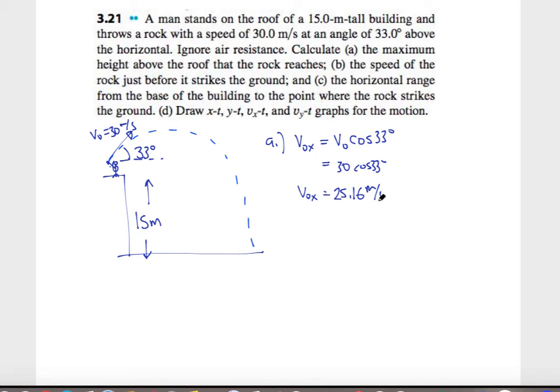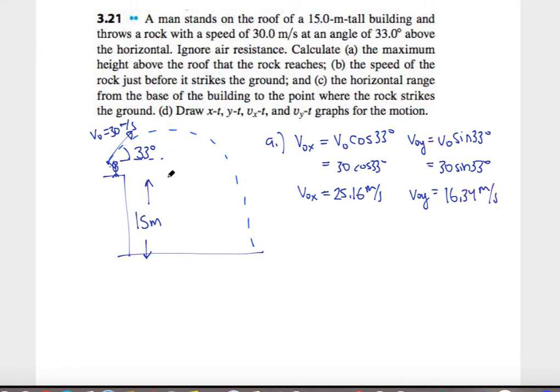meters per second. Then in the y direction, we're going to have V naught times the sine of 33 degrees, which will just be 30 times the sine of 33. So in the y direction, our initial velocity is going to be 16.34 meters per second, approximately. So I am rounding a little bit here.